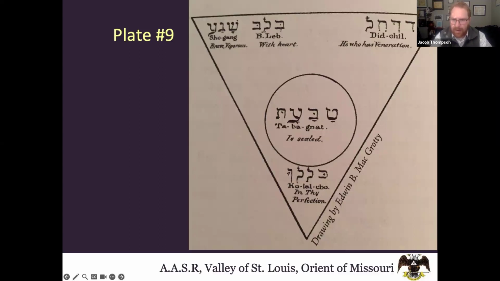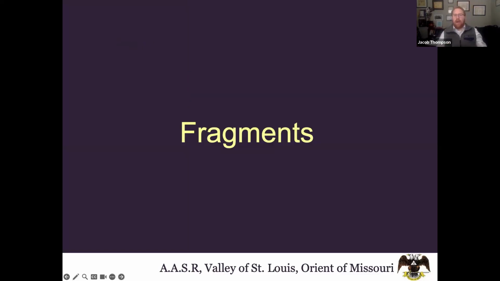Pike kind of talks a little bit about that. I just draw your attention to it. Kind of an interesting thing. So the next part of the text we dive into are the fragments. These are exceedingly interesting. And this is the last part we're going to touch on.